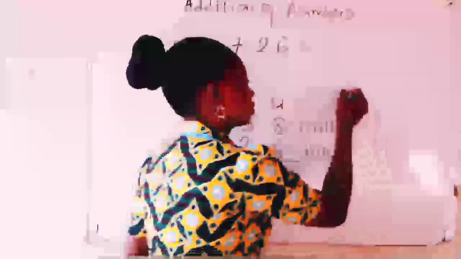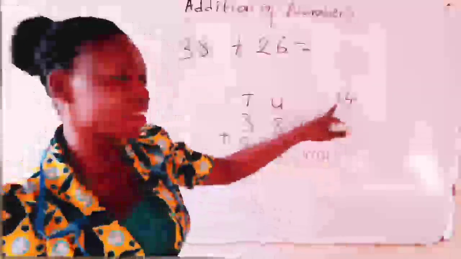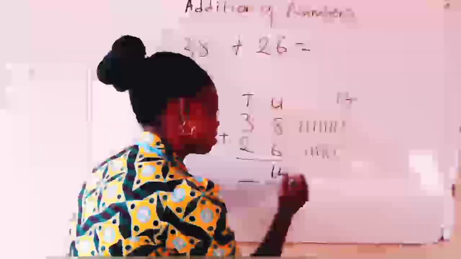And you see 14 is 2 digits. 1 ten and 4 units. You're not going to write 14 here. That would be very, very wrong. Don't ever write 14 this way. It will not make sense.